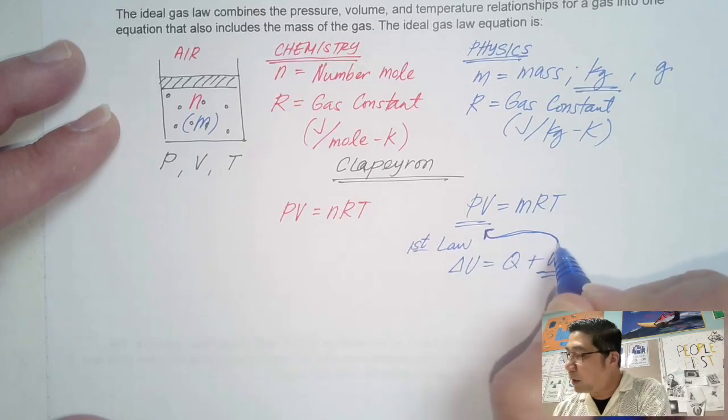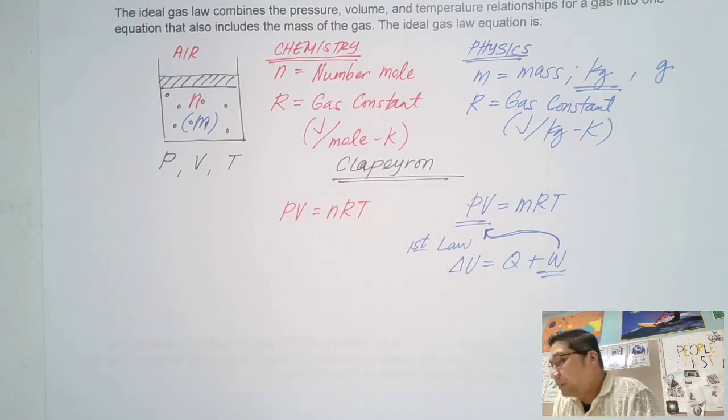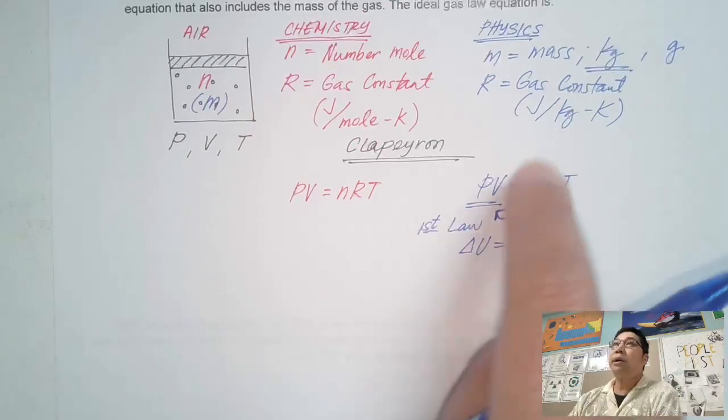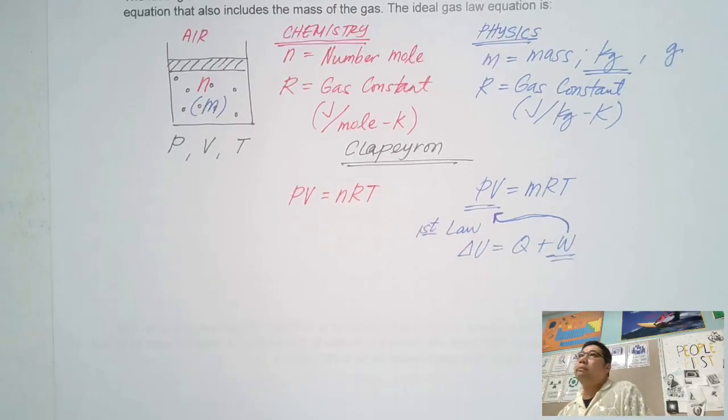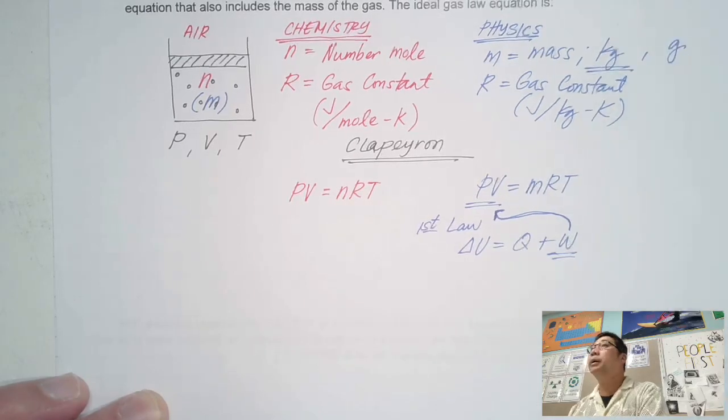So this one right here, P times V. If you multiply pressure and volume, that is basically your work. Okay. So this is the equation that we're going to go over today and try to apply it in our lesson. What are we going to do next?